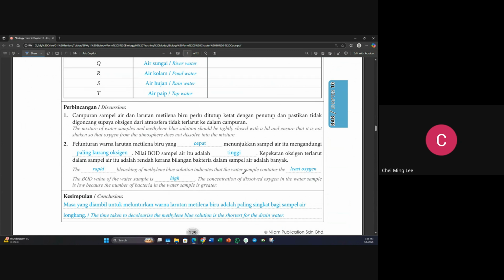Okay, so that's it. Any questions? No? Nothing to ask? Rainwater is tap water? No, tap water is tap water, rainwater is rainwater. Rainwater, drain water. What is drain? Longkang, air longkang.